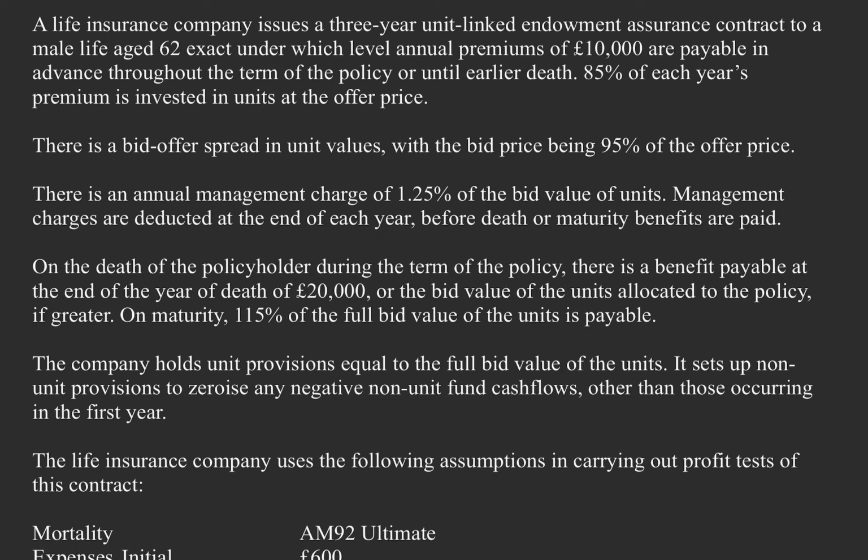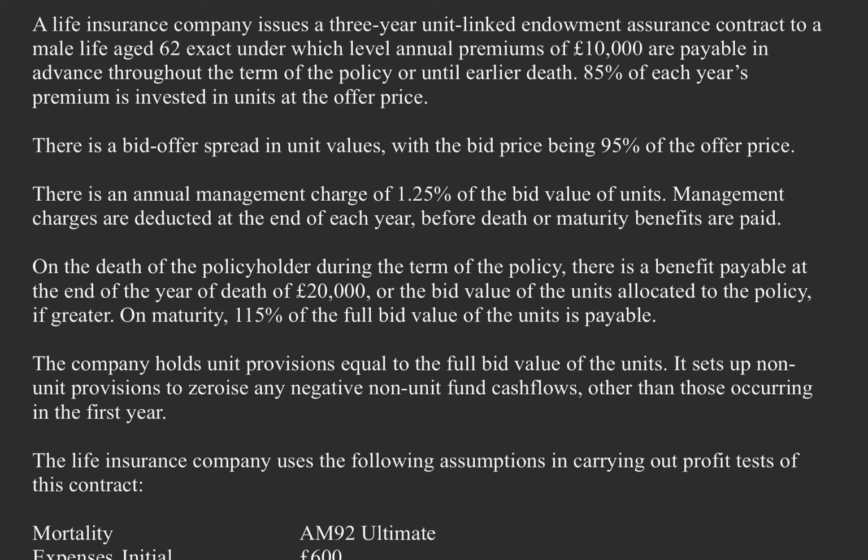Okay, so a life insurance company issues a 3-year unit-linked endowment assurance contract. Okay, endowment: death benefit and maturity benefit. The contract is to a male life aged 62, under which level annual premiums of £10,000 are payable in advance throughout the term of the policy or until earlier death.